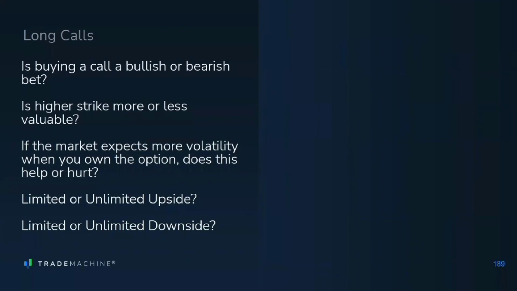So just asking the question, is buying a call bullish or bearish? Once you own a call, do you want it to go up or down? You want it to go up, because then you can buy the stock at lower than the current price. Is a higher strike more or less valuable with a call? Well, you want to be able to buy it at a lower price, so the lower strikes are more valuable. And if you own a call and the market starts expecting more volatility, does that help or hurt you? The answer is that it makes your option more valuable, so that actually helps you. And does a call have limited upside or unlimited upside? A call has unlimited upside, and it has limited downside.